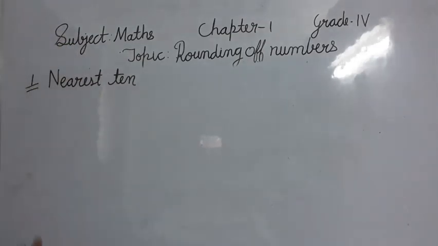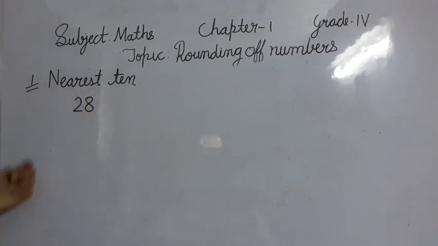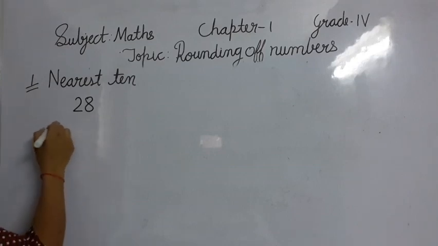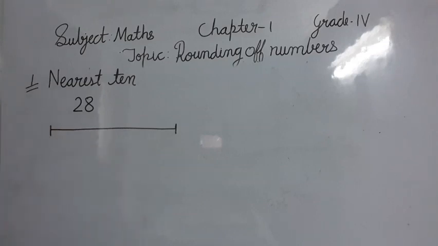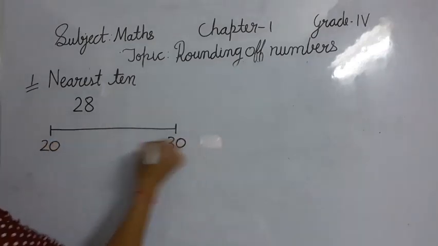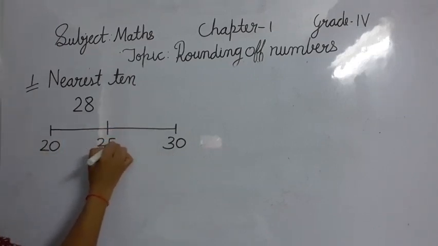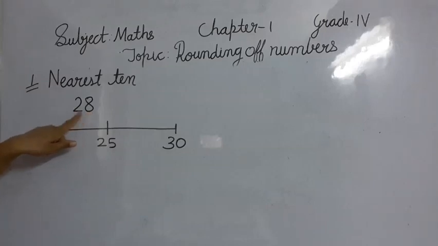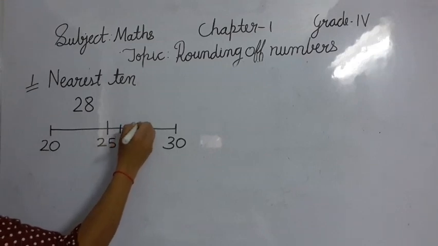Let me take a simple example, 28. We have to round off 28 to the nearest 10. So we draw a number line and find the two nearest tens. The nearest tens are 20 and 30. What is the middle number of 20 and 30? 25. So where does 28 lie? The 28 lies between 25 and 30: 26, 27, 28.